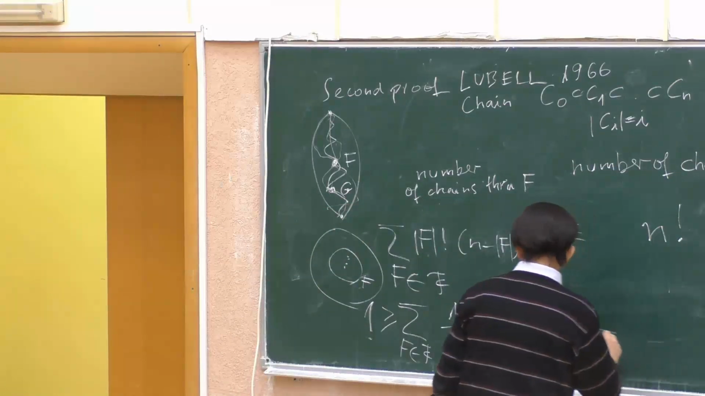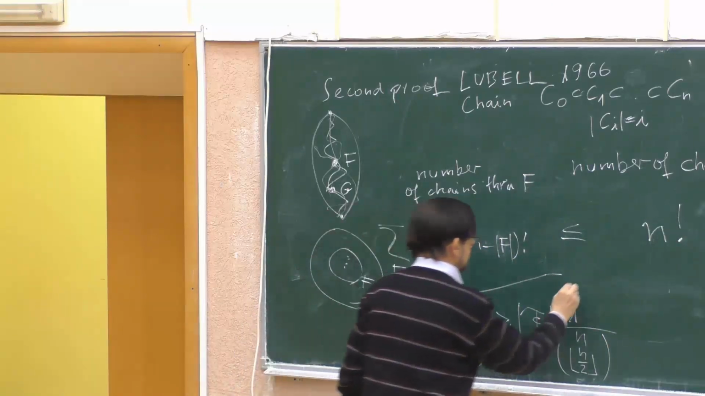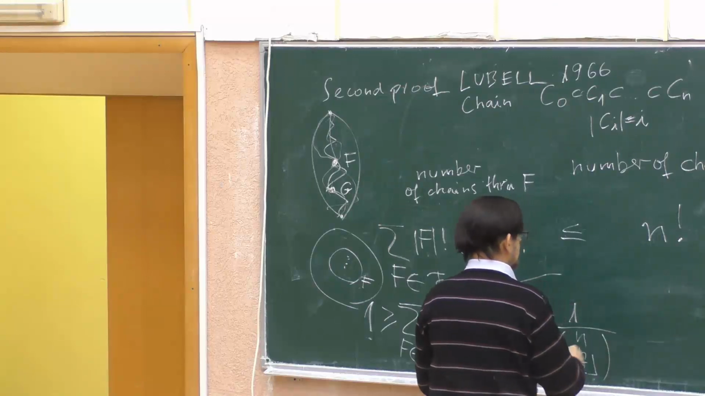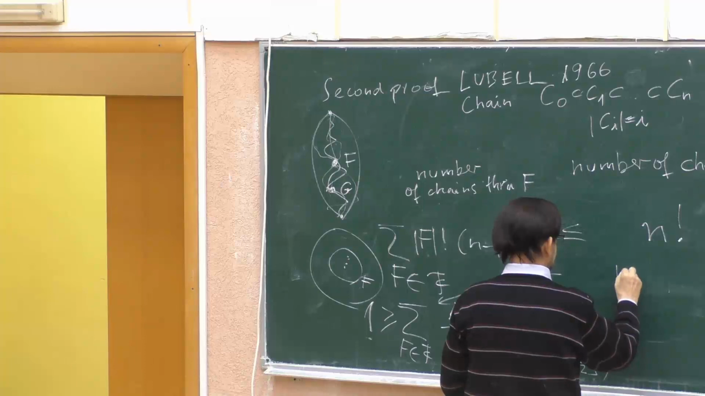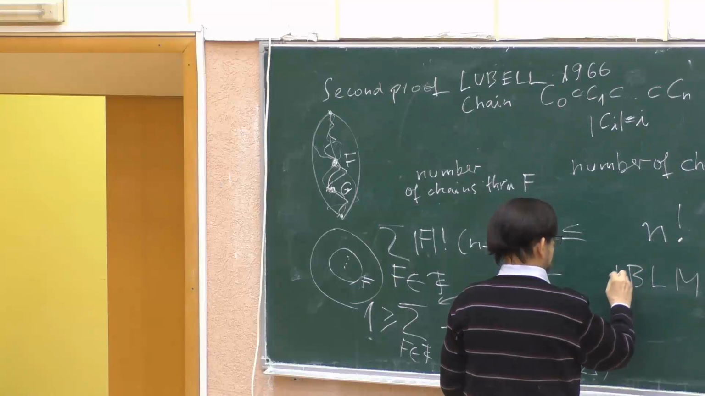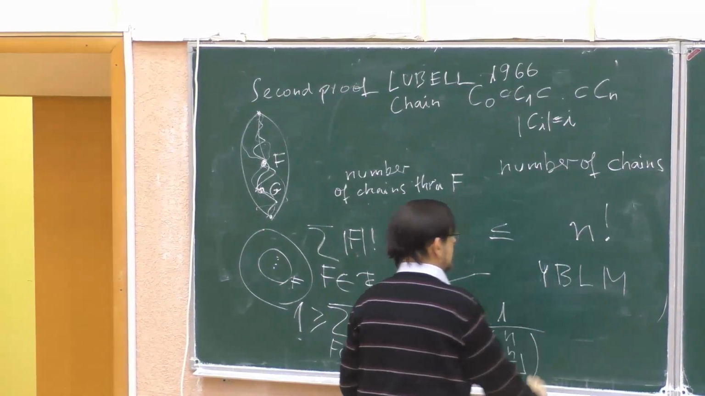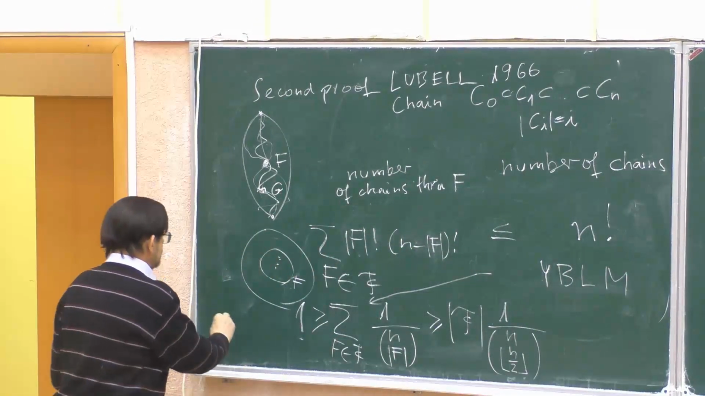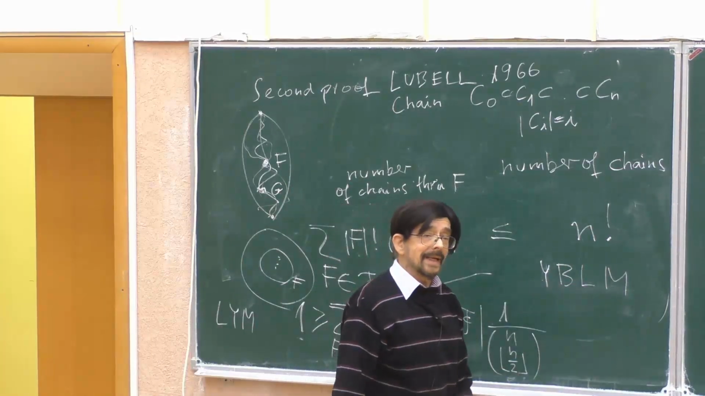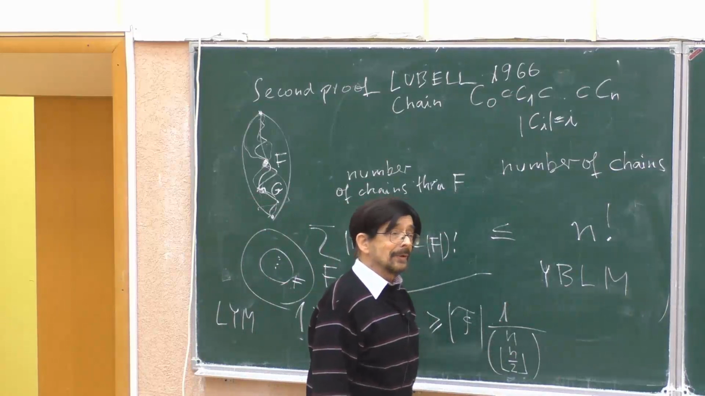So this is called the YBLM, some people call it the LYM inequality, but I prefer this name, which is easier to pronounce, but this is more correct.